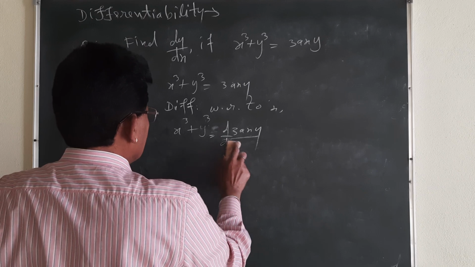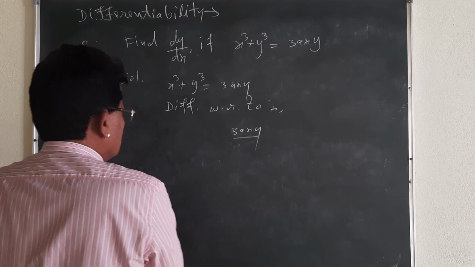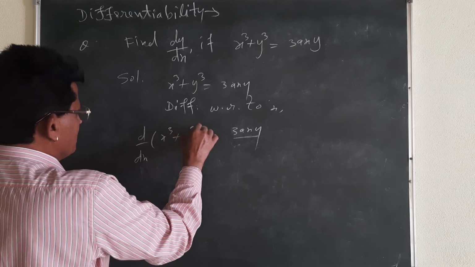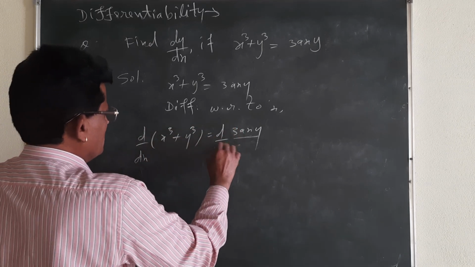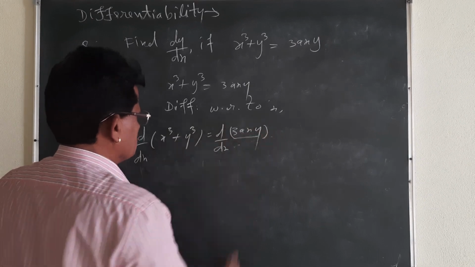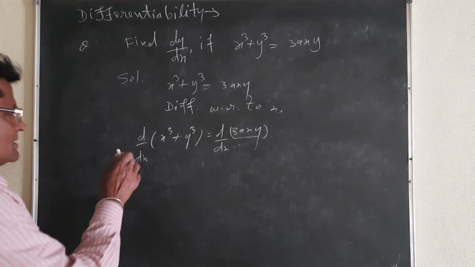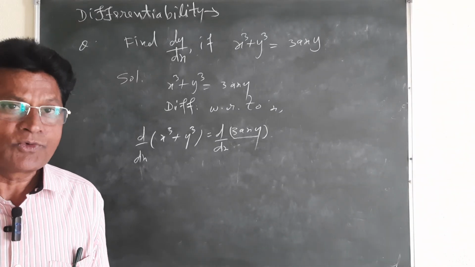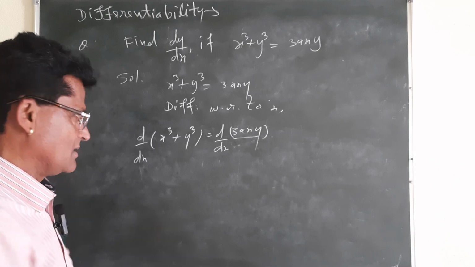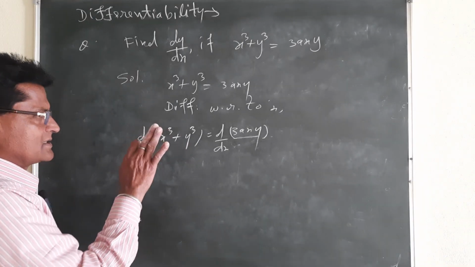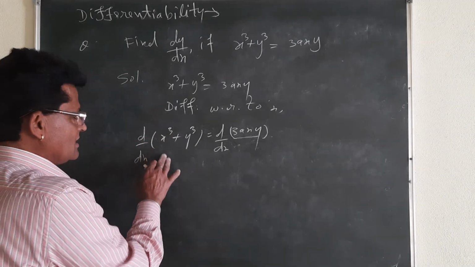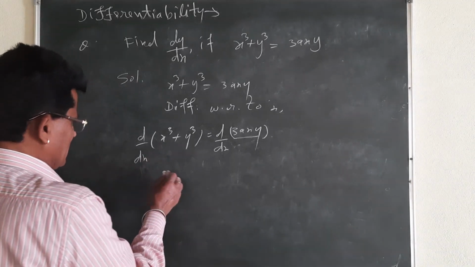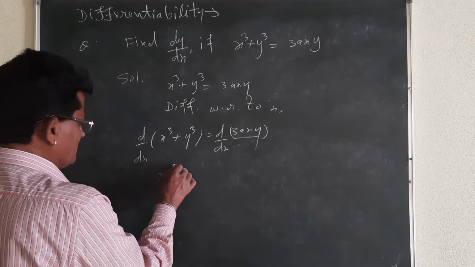You take on both the sides the differentiation d upon dx of x cube plus y cube. It will be equal to d upon dx of this function. But the thing is that x, we are going to differentiate with respect to x, not with respect to y. Carefully, I discussed in the previous videos the differentiation of x to the power n, x to the power n minus 1. That will be 3, x to the power 3 minus 1 is 3.